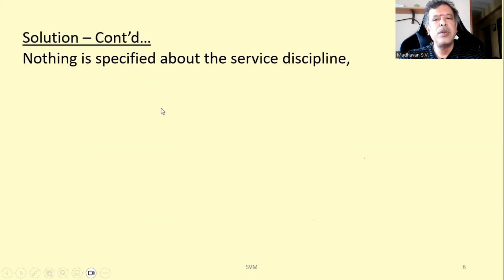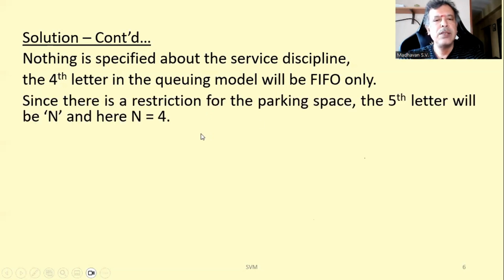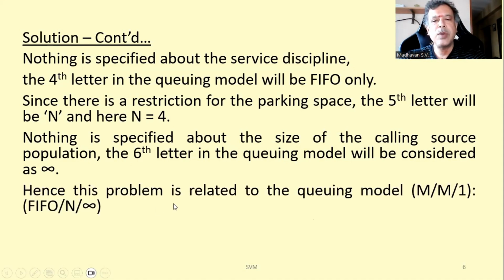Nothing is specified about the service discipline, so the 4th letter in the queuing model will be considered to be FIFO only. Since there is a restriction for the parking space, the 5th letter will be capital N, and in this case, capital N is 4. Nothing is specified about the size of the calling source population, so the 6th letter in the queuing model will be considered as infinity. Therefore, the queuing model for this problem is M/M/1 : FIFO/N/infinity.